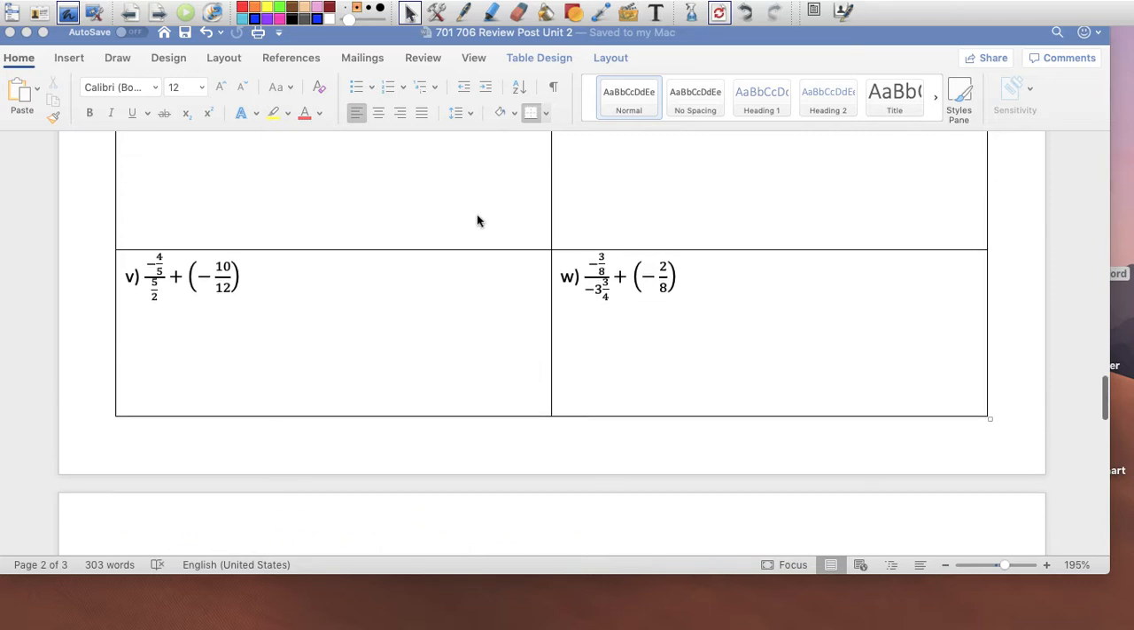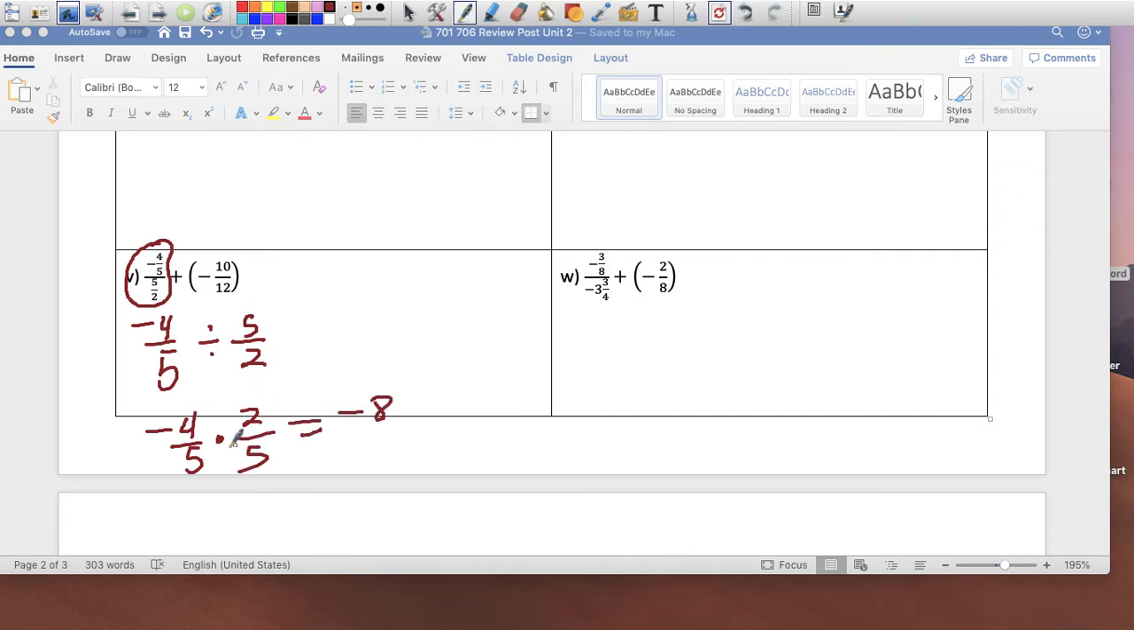I have to do the next two. So, next one, it's negative 4/5, right? Let's do this guy right here. Divided by 5 over 2. Negative 4, keep. Change the division to multiplication, and 2 and 5 change places. Negative times a positive is negative 8. 5 times 5 is 25.